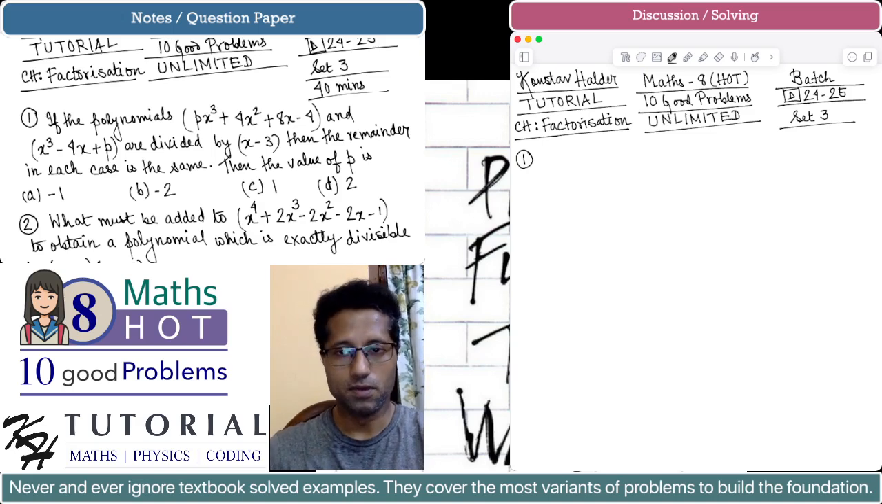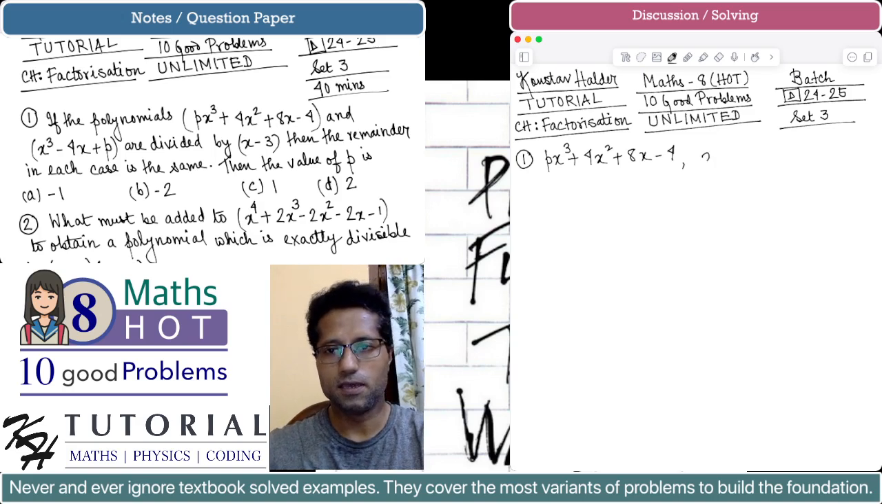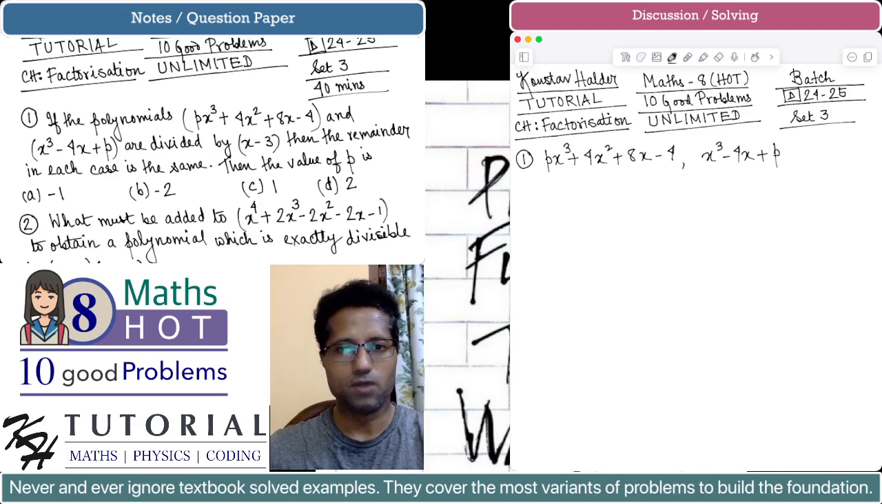The first polynomial is px cube plus 4x square plus 8x minus 4, and the second polynomial is x cube minus 4x plus p, and it is said that when we divide these polynomials by x minus 3, then the remainder in each case is the same.